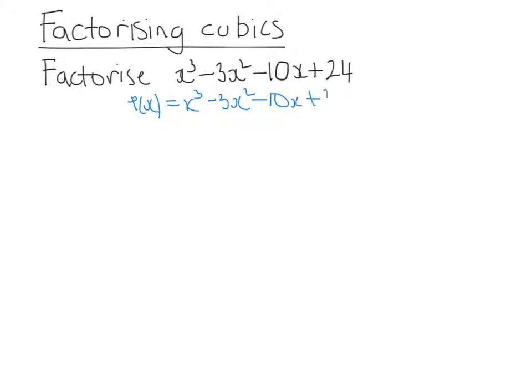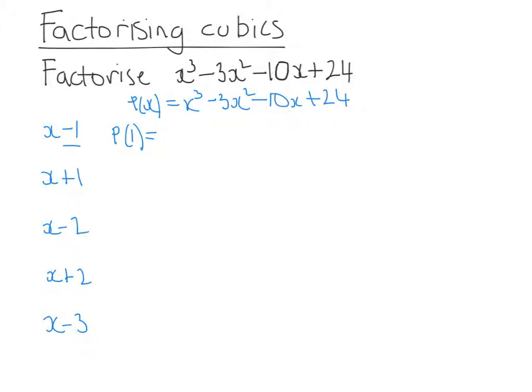And what we'll do then is we'll make a series of systematic guesses. What if x minus 1 is a factor? What if x plus 1 is a factor? What if x minus 2 is a factor? What if x plus 2 is a factor? And what if x minus 3 is a factor? Well, if x minus 1 is a factor and we substitute in 1, then if the remainder is 0, then x minus 1 will be a factor.